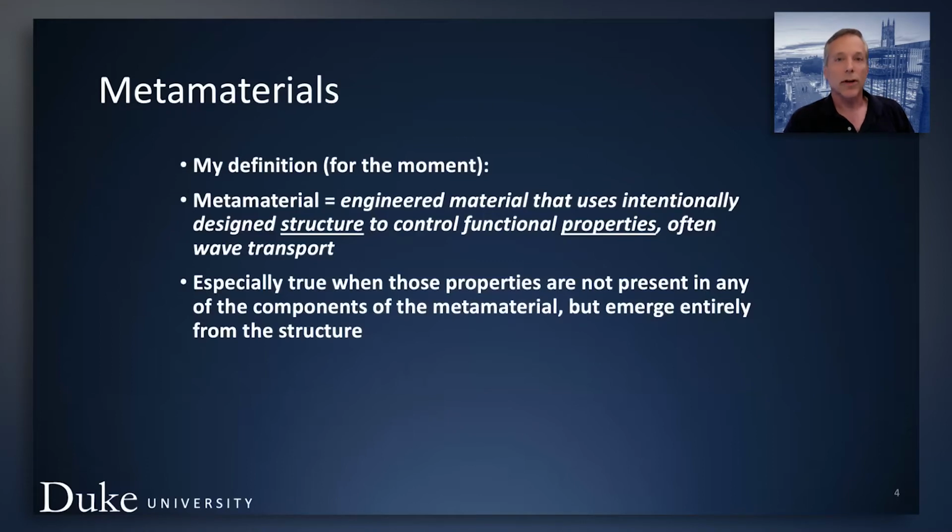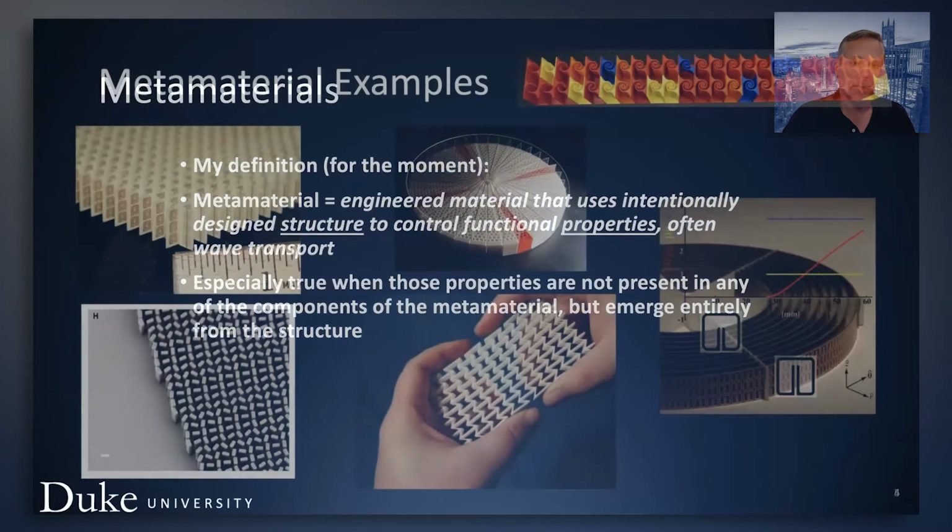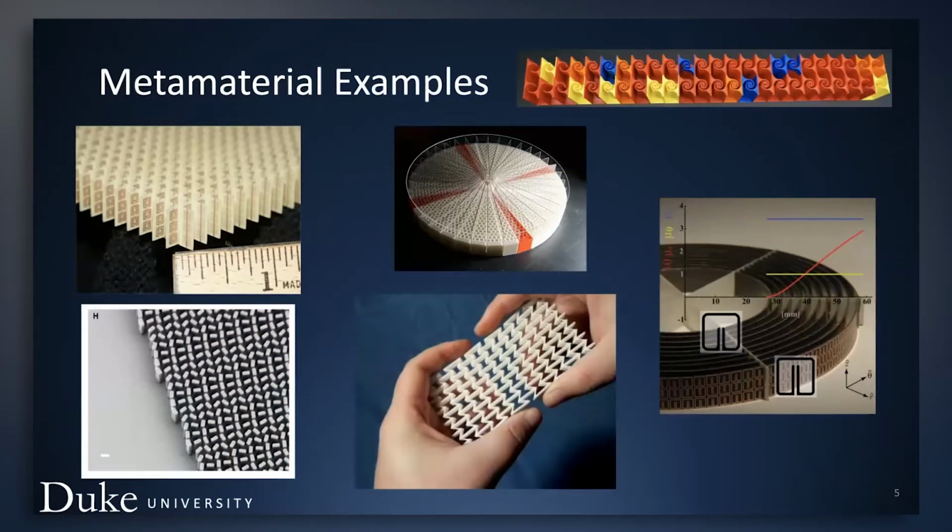Often it's done to control the transport and propagation of different kinds of waves through the material. That could be radio waves, light waves, acoustic waves, vibrational waves. All of those are examples of forms of energy that travel through materials in waves. And by controlling the structure of this composite material, you can influence those wave propagation properties to a remarkable degree. And this metamaterial concept is especially valid when the properties that you get out of this structured material are very different than the properties you get out of the component materials that you use to build the metamaterial in the first place.